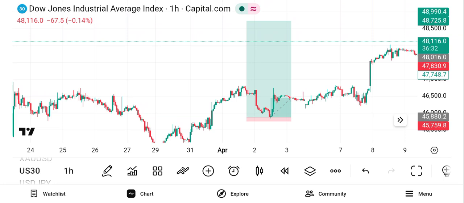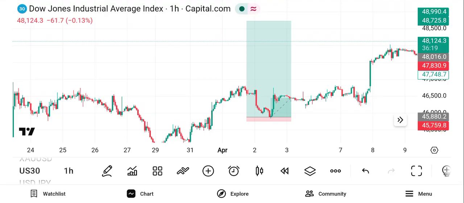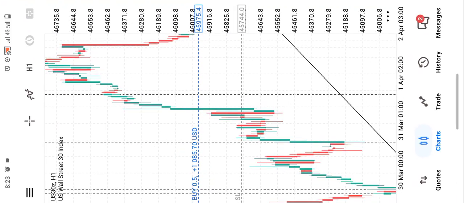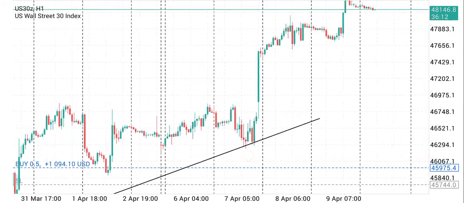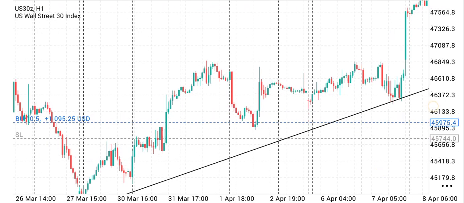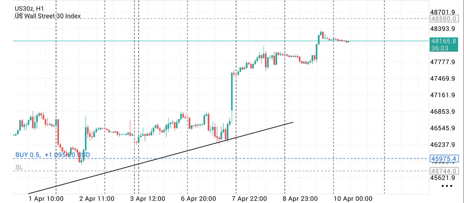This is how I was able to spot this US 30 setup that gave me a 1:23 reward ratio. Before that, let me show you the trade on MetaTrader 5. The trade is still on. It's still running. Okay. This is the trade on MetaTrader 5. So this is the trade that is currently on, and is almost at my TP.